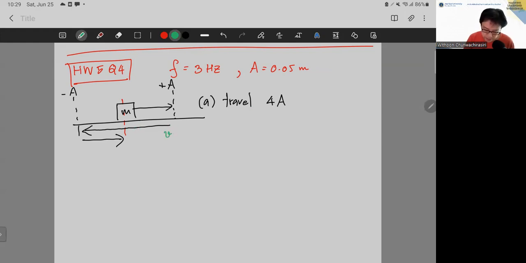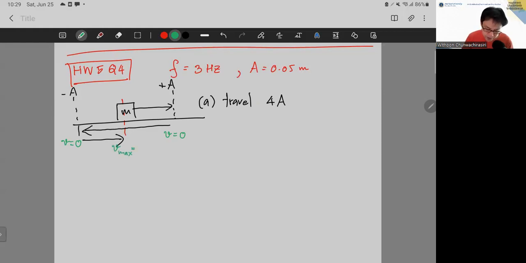Let me put it here. The speed here is going to be 0, right? At the amplitude on both ends. When you are already at your turning point, you want to turn things around. The speed has to go to 0. It's just a fraction of time. And then you just flip this direction. Cool. And then the speed is going to be maximum at the equilibrium point.